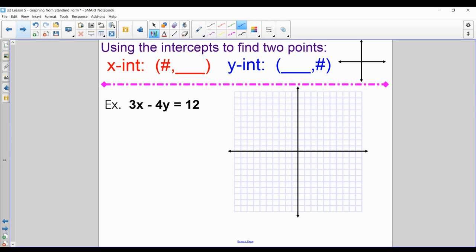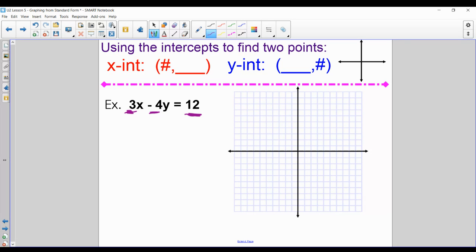Okay, so another way that I like to do this is by finding the intercepts. I only do the method of finding the intercepts when the number that I have, the constant term, the one without any variable, is divisible by both what is with the x and what is with the y. So both 3 and -4 divide into 12 evenly.